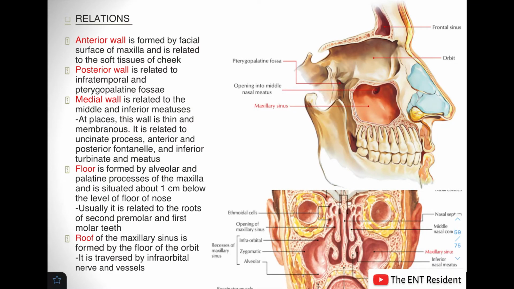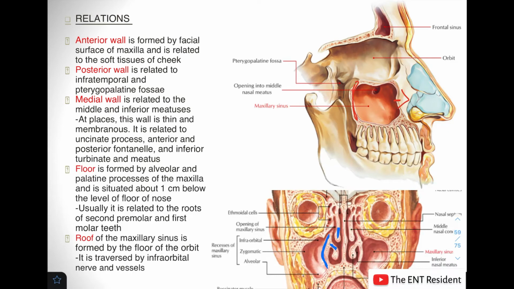As you can see from the picture here, the anterior wall, which is this one, is related to the facial surface of the maxilla and related to all the soft tissues of the cheek. The posterior wall, which is here, the posterior wall is actually related to the infratemporal and the pterygopalatine fossa. The medial wall of the maxillary sinus is related to the middle and the inferior meatus. So you can see this is the medial wall, which is also known as a base, and it is related to the inferior meatus and the middle meatus over here. And at places this wall is actually very thin and it is membranous.